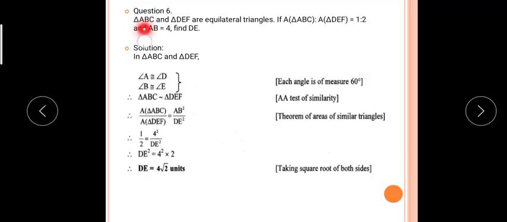Okay students, see here. Simple. What is given in the solution? Triangle ABC and DEF. What are they saying? They are equilateral triangles. Equilateral means all angles are equal. If all angles are equal, it means they are similar also.